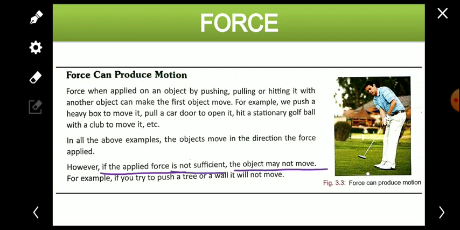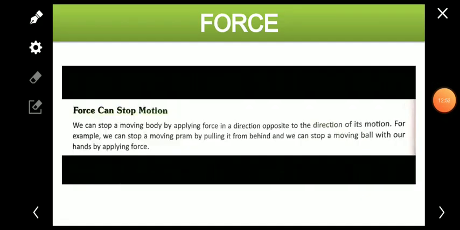Like you must have noticed, if you try to push a tree, it will not move, because whatever force we apply is not sufficient to move the tree from its place. Or if you push a wall, it will not move, because the force applied by us is not sufficient. So sufficient force should be applied on the object. It depends on the object. If a smaller object is there, very little force is applied. If a bigger object is there, more force is applied. It depends upon the object on which we are going to apply the force. So sufficient force is required to produce motion.